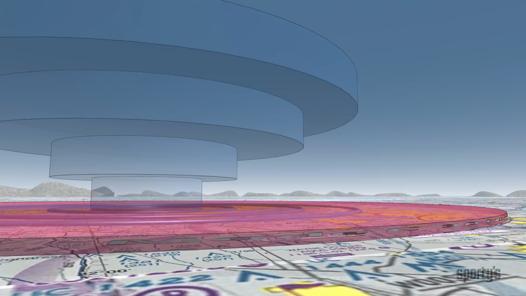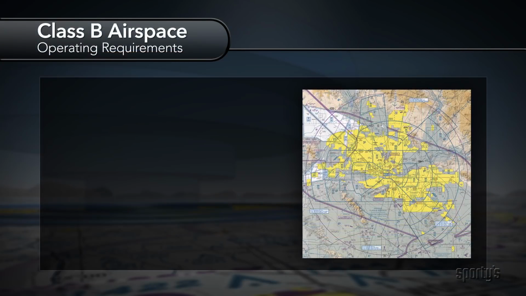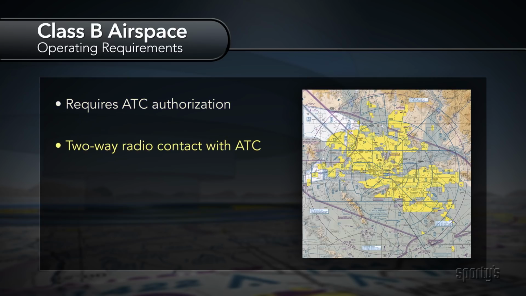Flying within 30 nautical miles of the primary airport, you must have an operating transponder and altitude reporting capability if the aircraft was certified with an engine-driven electrical system and is not classified as a balloon or glider. Before operating in Class B, you must receive authorization from ATC, maintain two-way radio communications with ATC, and have an operating transponder with altitude reporting.